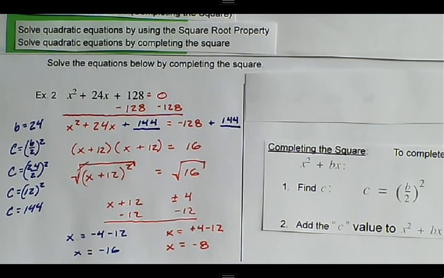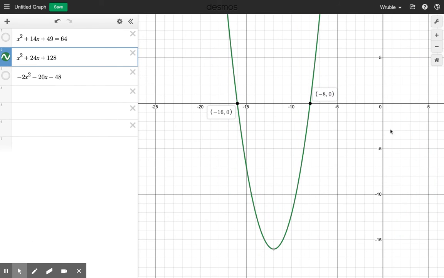And then we can look at an example. We have it graphed here. We have the function x squared plus 24x plus 128. And we can see that it has a solution at negative 16, 0 and negative 8, 0.